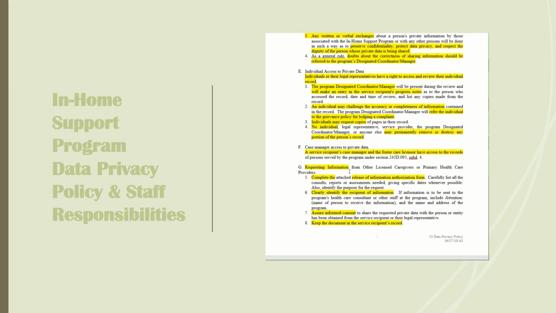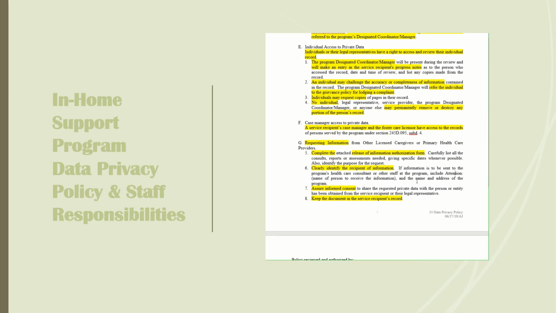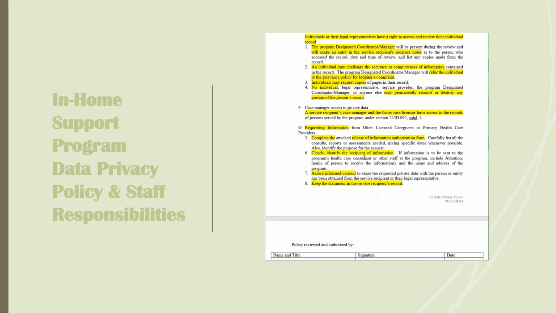If we're requesting information from other licensed caregivers or primary healthcare providers, there's another release of information form where it is listed very specifically what's being requested, clearly identifies the recipient of the information, assures informed consent of the individual, and keeps the document in the service recipient's record. This data privacy policy is updated on a regular basis. Whenever Department of Human Services has updated the information, then we also update our policy to stay consistent with their requirements.